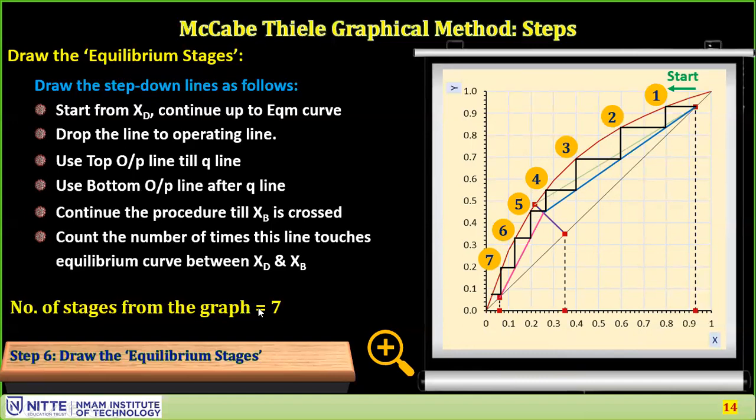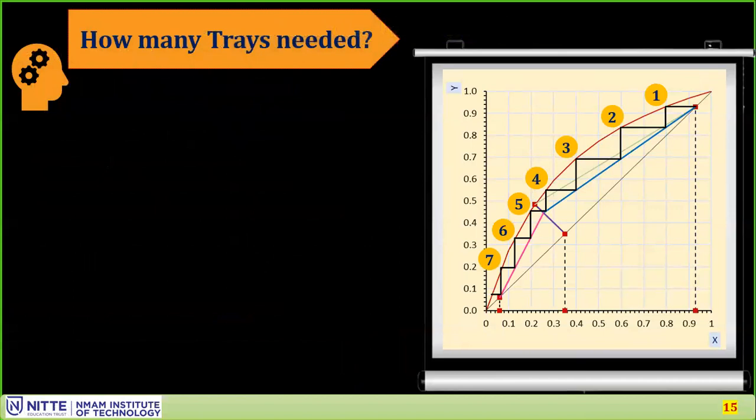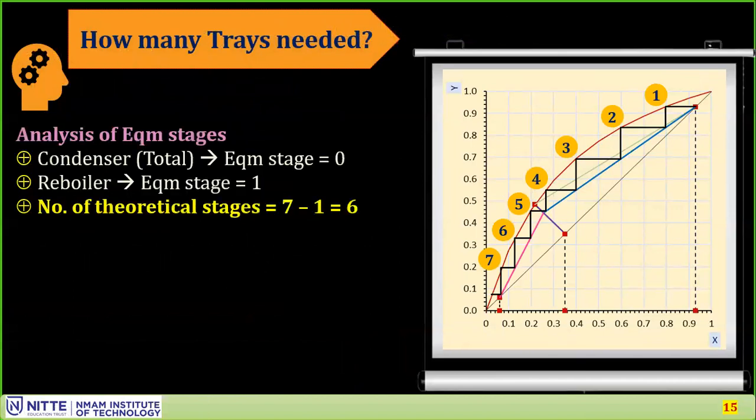Then the number of stages is equal to how many times it touches the graph. That's how you calculate. So the number of stages is equal to 7. Now let us do some more detailed analysis. How many trays or stages are needed now? We are given that the condenser is a total condenser type, which takes equilibrium stage 0. There is no equilibrium available in the condenser. Whereas in the reboiler, there exists one equilibrium, which is at the bottom.